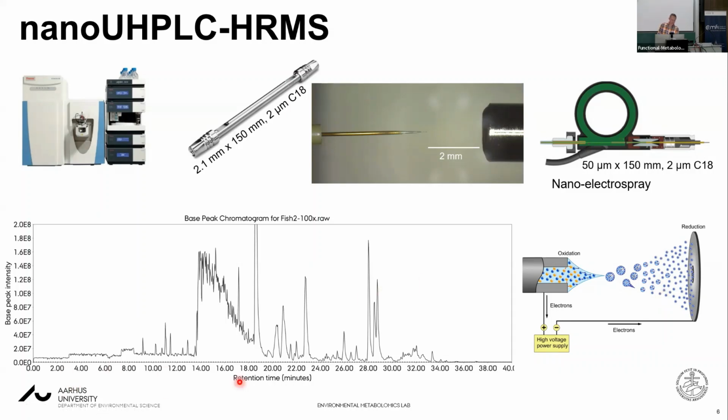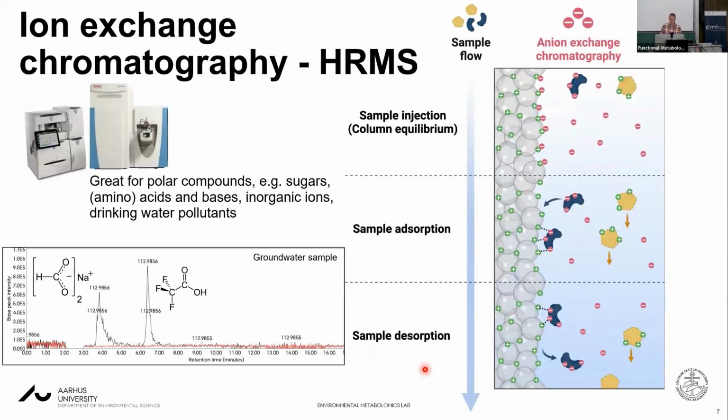This is a typical chromatogram you get out of this. This is a base peak chromatogram for a fish, where you get a lot of peaks and a lot of information. The other system we applied here is an anion exchange system, where you have this. This is the column, and then you have the flow path of your mobile phase here, and this is the stationary phase that is positively charged. Then you can have anion metabolites.